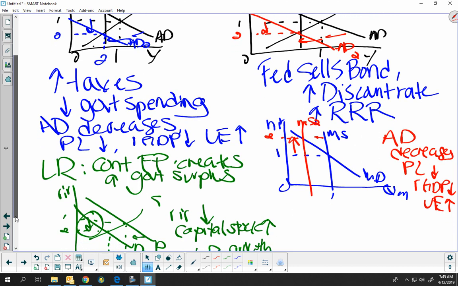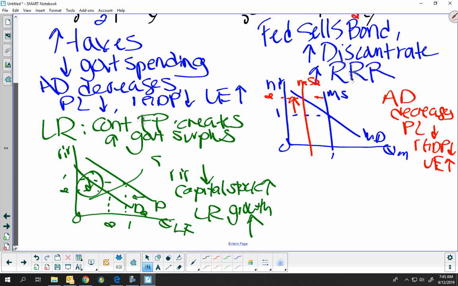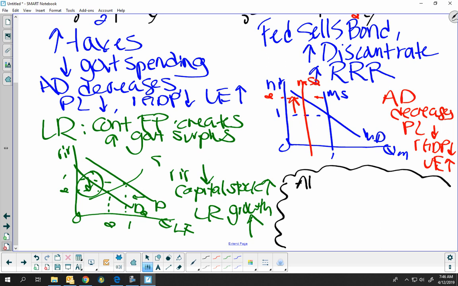But if you combine these two things together, both contractionary policies, let's have a little summary in here. What happened to aggregate demand for both of them? Did they match or did they counteract? They matched, they both went down. So all the things that go along with aggregate demand decreasing are the same, they match. So aggregate demand goes down, price level goes down, real GDP goes down, unemployment rates go up.